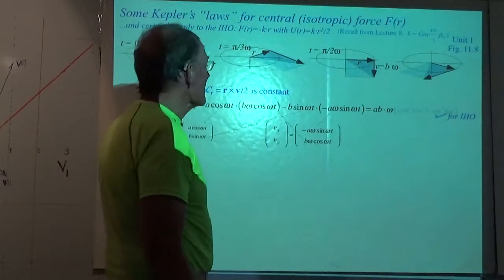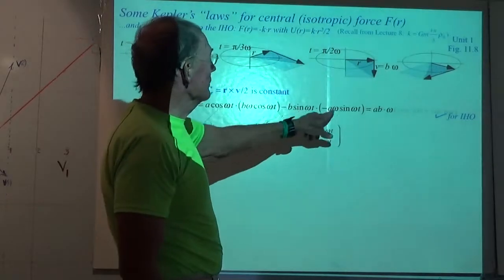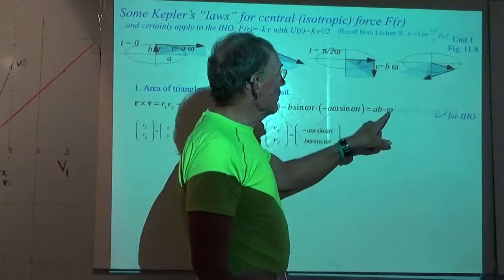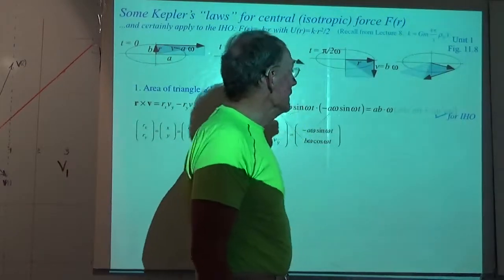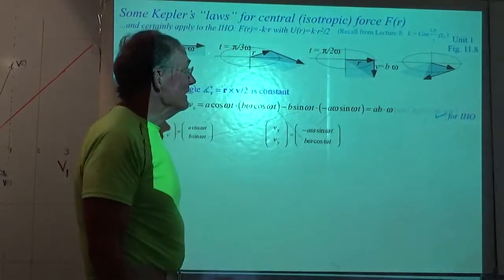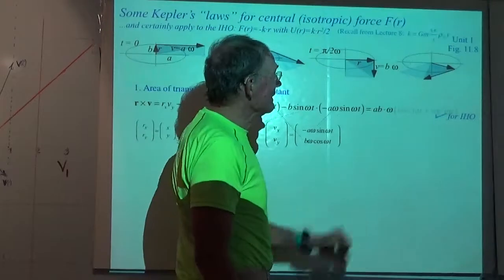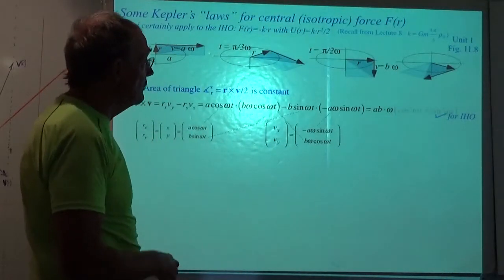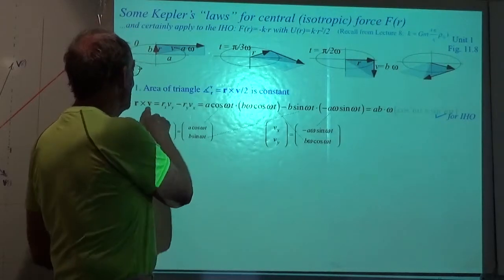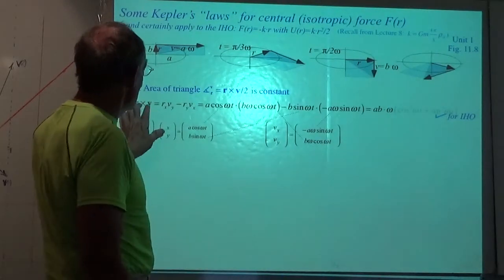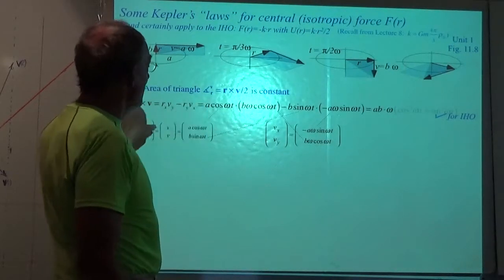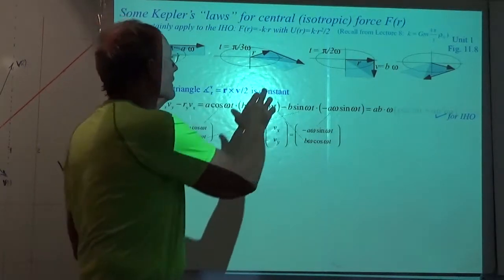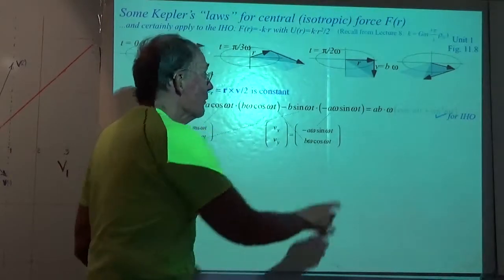Okay? Cosine squared plus sine squared, that's 1, right? It's AB times omega. That's the area, AB times omega, basically, is what is showing up in this construction here. All you do is take 1/2 of this, and 1/2 of AB times omega is the area of this triangle. Okay, omega is constant.